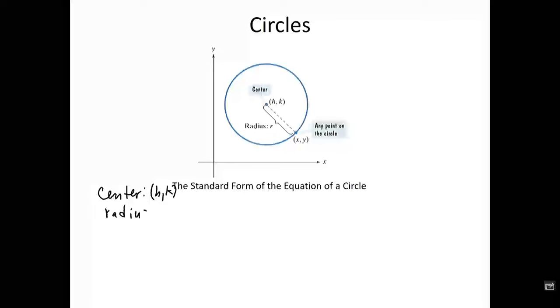we can now write the standard form of the equation of the circle. The standard form of the equation of a circle is given by x minus h squared plus y minus k squared is equal to the radius squared.